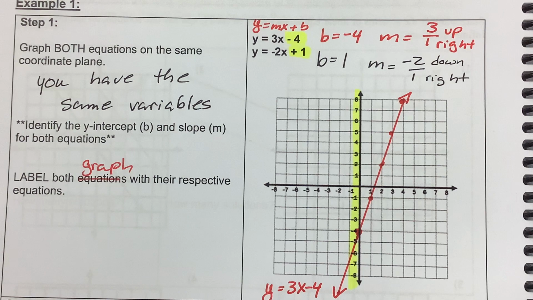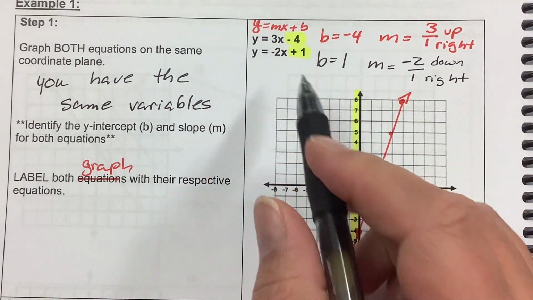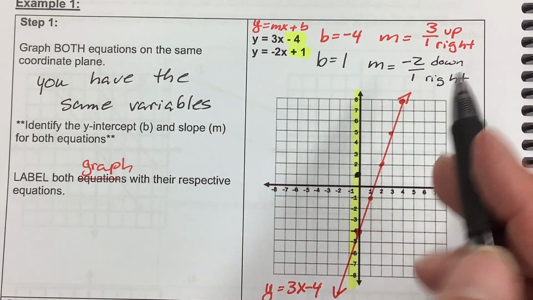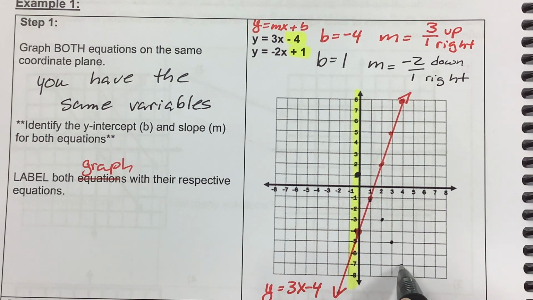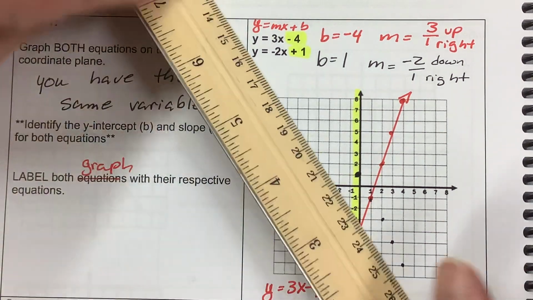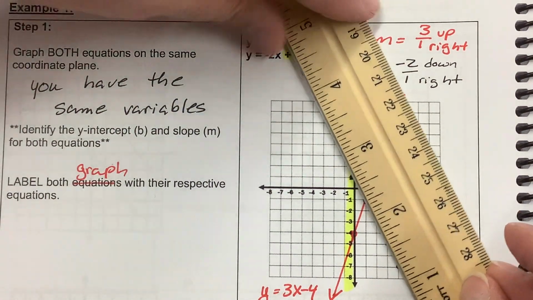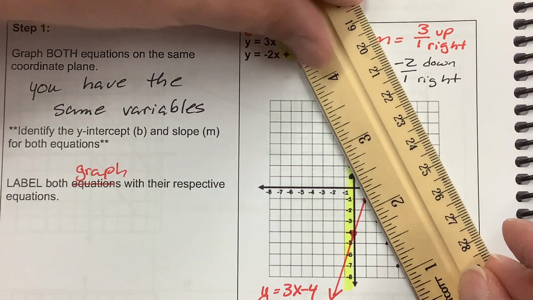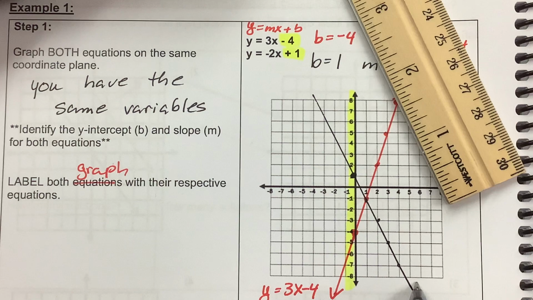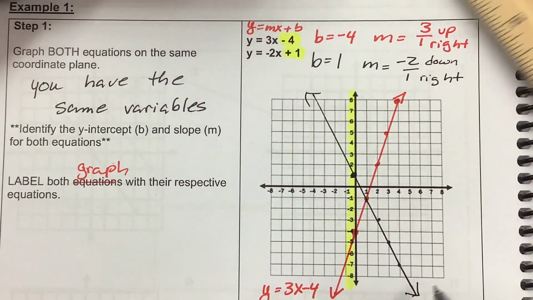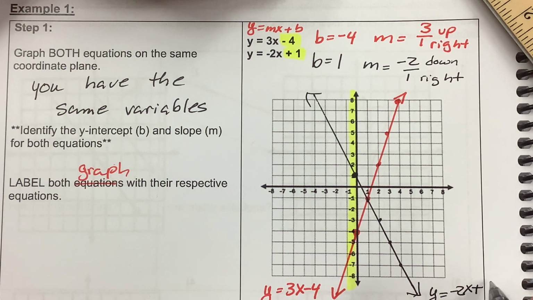Now I have to do the other one, and that begins at +1, b is 1, and I'm going to go down 2, 1 to the right. Down 2, 1. Well, that was luck. Let me finish this graph anyhow, make it look nice at least. Sometimes it's not easy. Probably should have a see-through ruler. That does make it a little better. All right, here we go. And I've got to label this one too. y equals -2x plus 1.